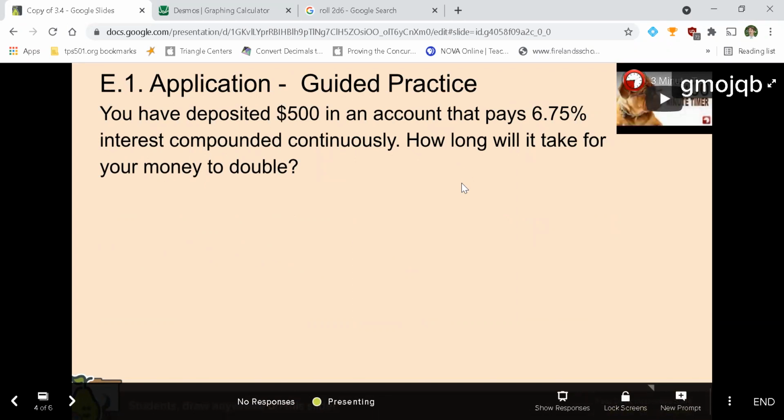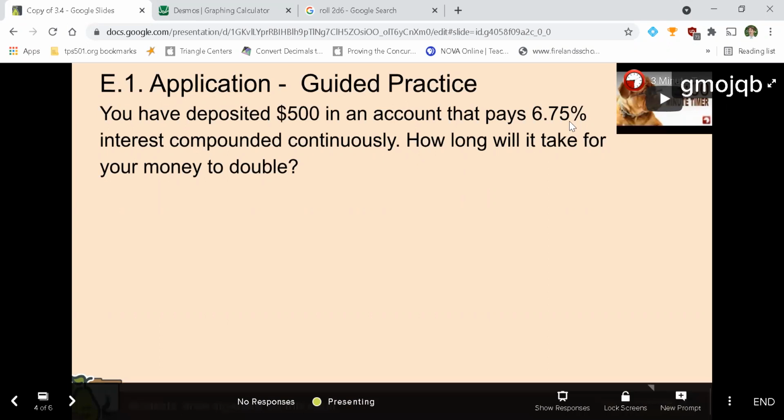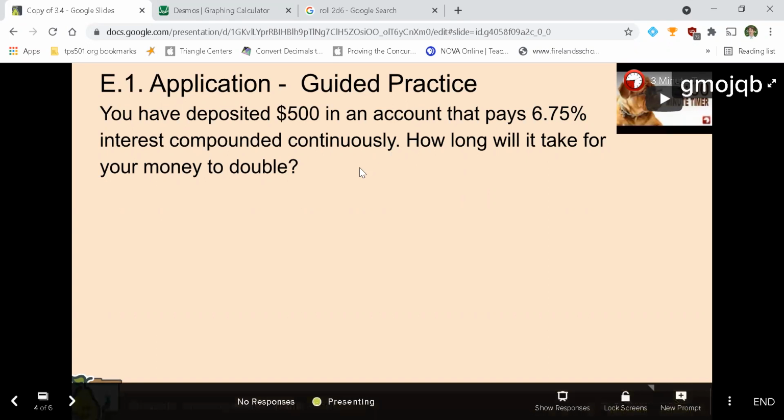So let's say you are a savvy financier and you have deposited $500 in an account that pays 6.75% interest compounded continuously, which is a joke. That would never happen. That would be 0.675% right now at our current interest rates. How long will it take for your money to double?